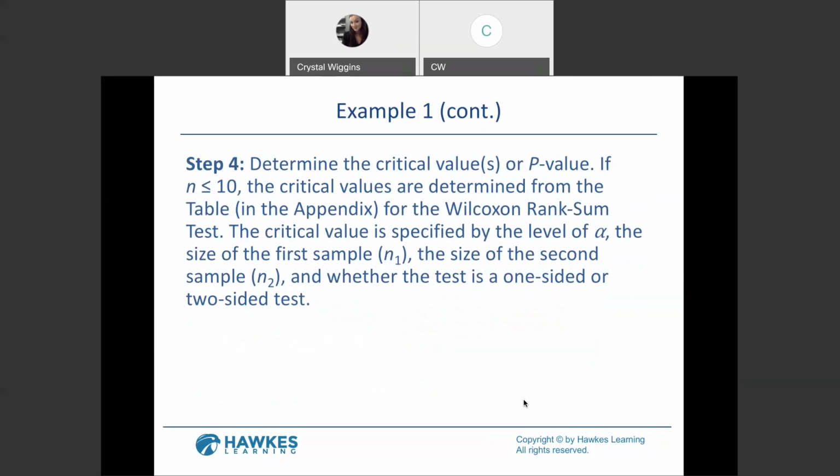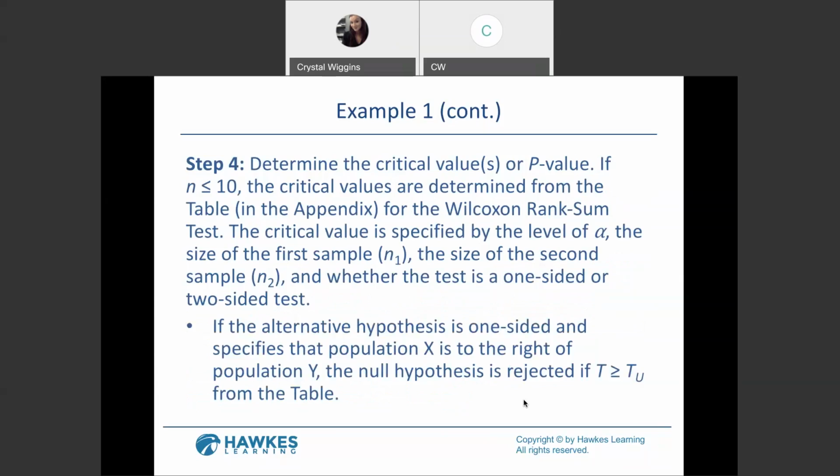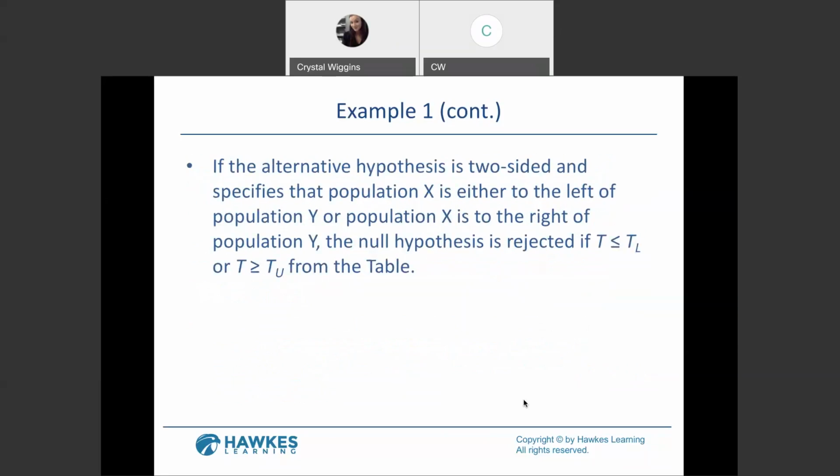Determine the critical values. If our sample size is less than or equal to 10, the critical values are determined from the table for the Wilcoxon rank sum test. The critical value is specified by using the alpha level, the size of the first sample, the size of the second sample, and whether the test is one-sided or two-sided. If the alternative hypothesis is one-sided and specifies that population X is to the right of population Y, the null hypothesis is rejected, and we would see that by using the table. If the alternative hypothesis is two-sided and specifies that population X is either to the left of Y or to the right of Y, the null hypothesis is rejected, and we'll see that in the table. Essentially, they're just talking about the rejection zones and everything you already know. So if it sounds confusing, it's really just talking about rejection versus failing to reject.